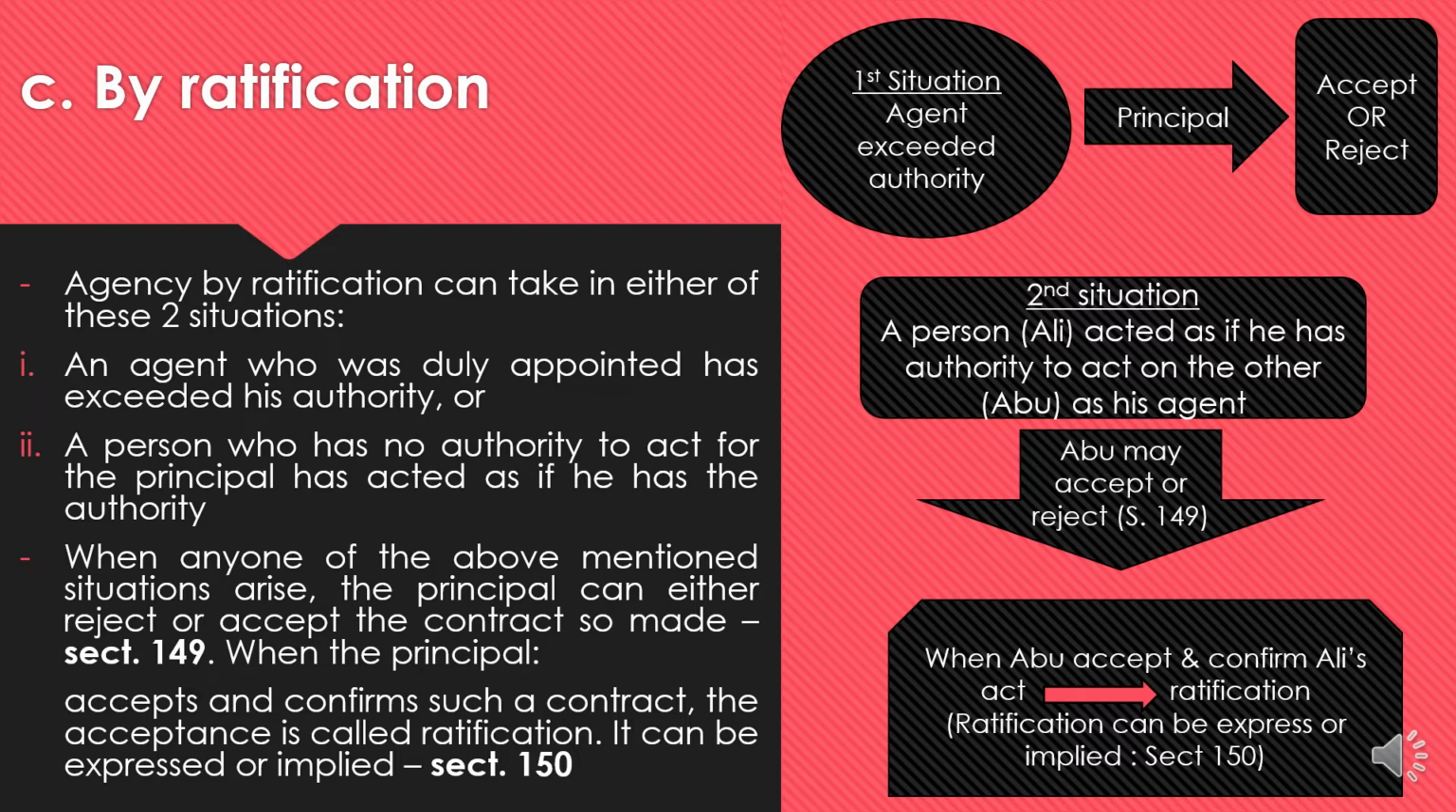So let's see the second situation. A person, Ali, acted as if he has authority to act on another person, Abu, as his agent. So now, you see, the principal now, Ali actually acted on behalf of Abu. So Abu has the right to either accept or reject under section 149. Okay. When Abu accepts and confirms Ali's act, this is called ratification. Okay. And as I said, ratification can be expressed or implied.